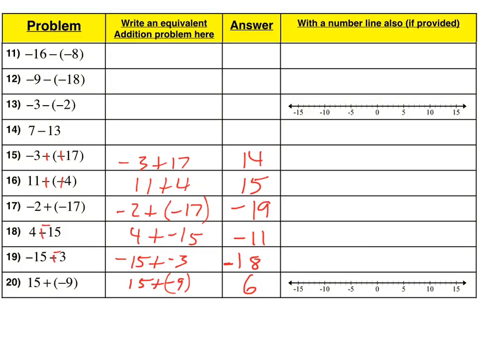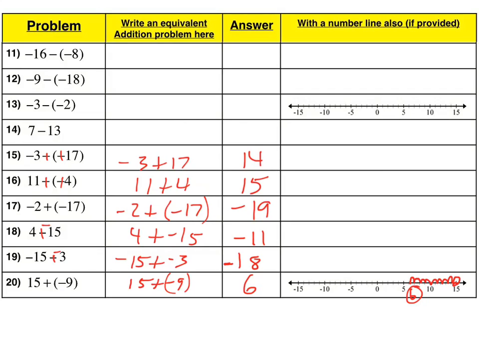We're supposed to use a number line on that one. We start at 15, and we go backwards 9. 1, 2, 3, 4, 5, 6, 7, 8, 9. We're right there at positive 6. All right, we've got 4 problems left to do, but are there any questions so far?